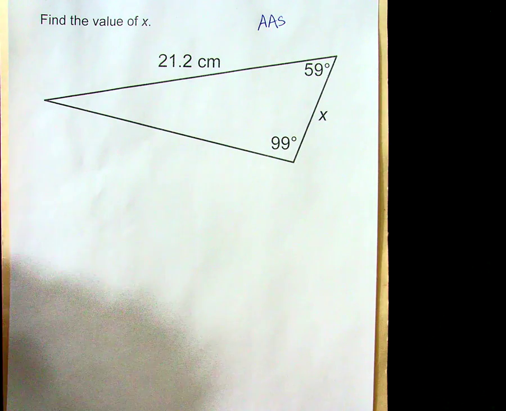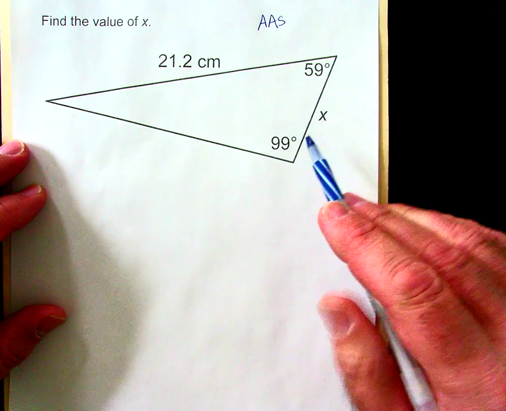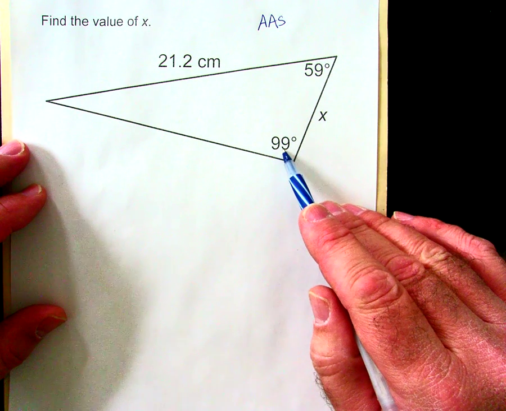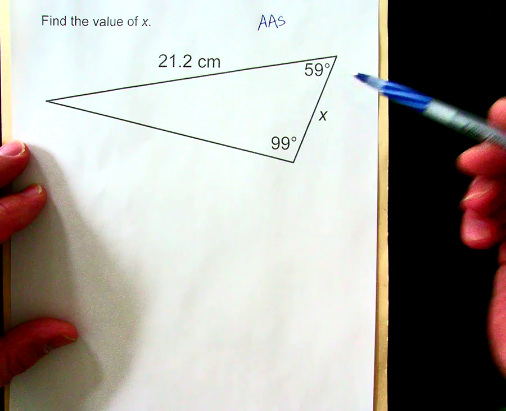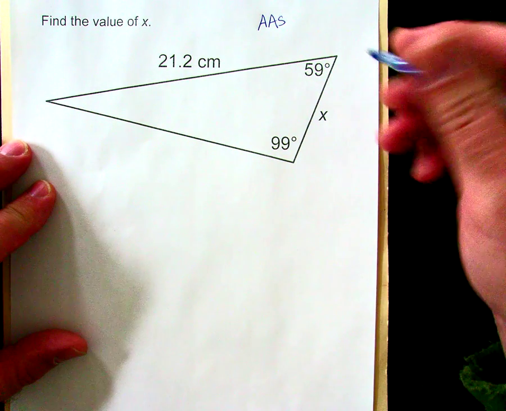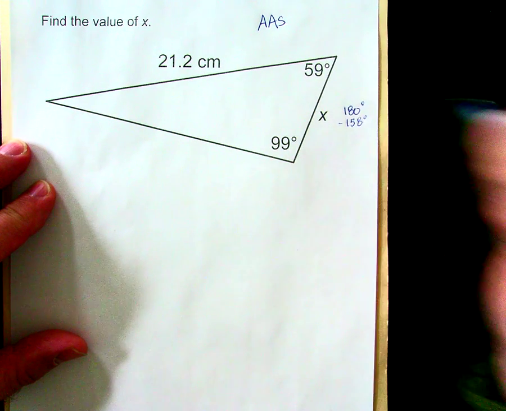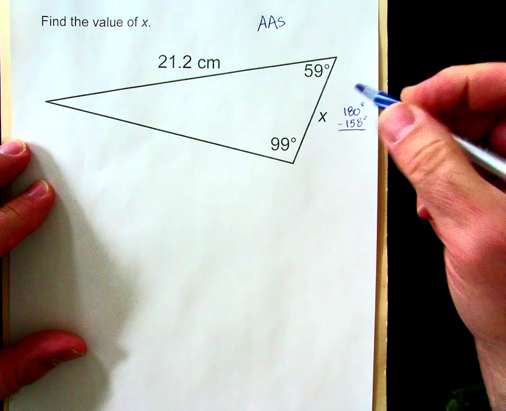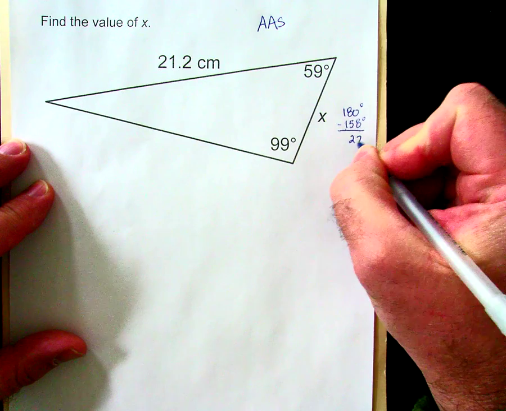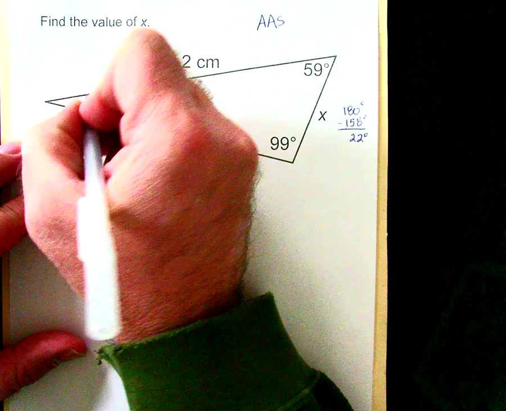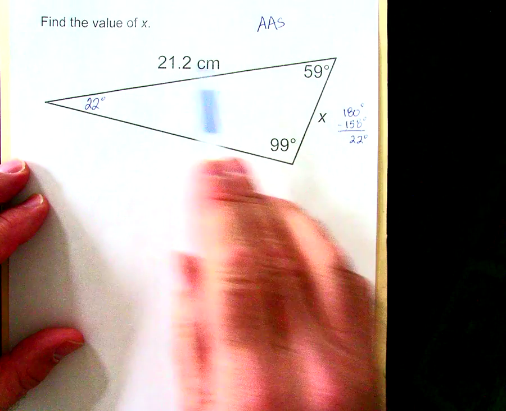If you remember, that's how we proved that it would work, because we can always turn it into an angle-side-angle. So if I add 59 degrees and 99 degrees, 99 is 1 away from 100. If I add 1 to this, I get 100. Subtract 1 from that, I get 58. So 158. So I'm going to take 180 degrees, subtract 158 degrees. That's 22 degrees. So the measure of this angle is 22 degrees. Now I have an angle-side-angle situation.